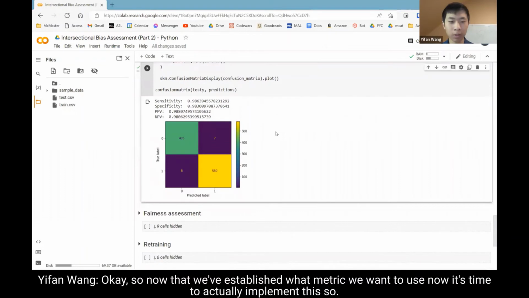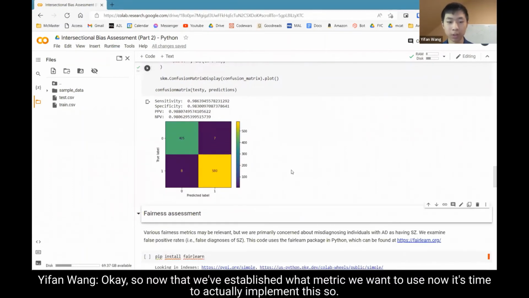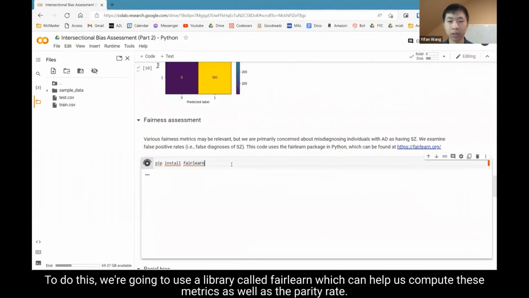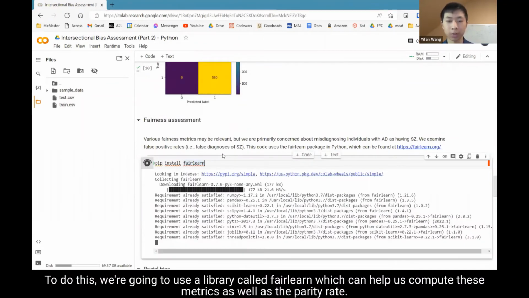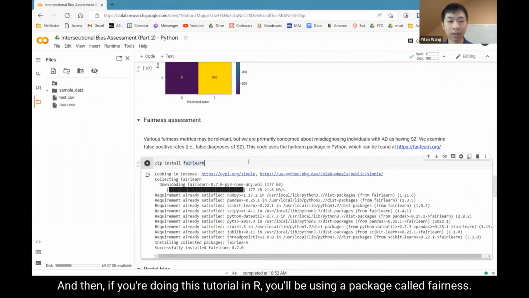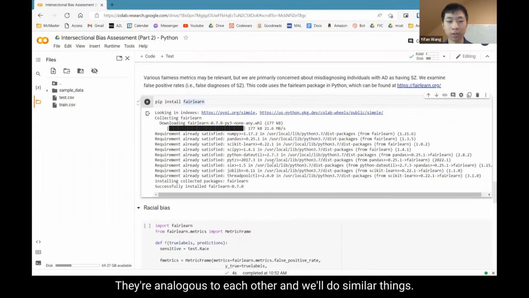Okay, so now that we've established what metric we want to use, now it's time to actually implement this. So to do this, we're going to use a library called FairLearn, which can help us compute these metrics as well as the parity rate. And then if you're doing this tutorial in R, you'll be using a package called Fairness. They're analogous to each other and will do similar things.